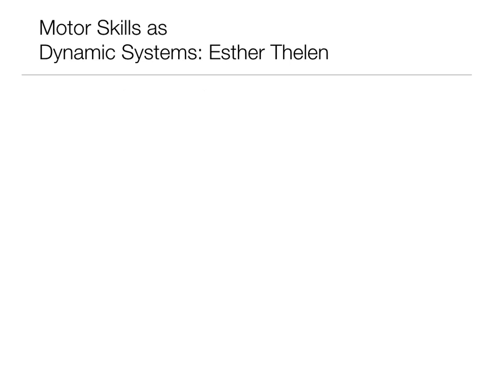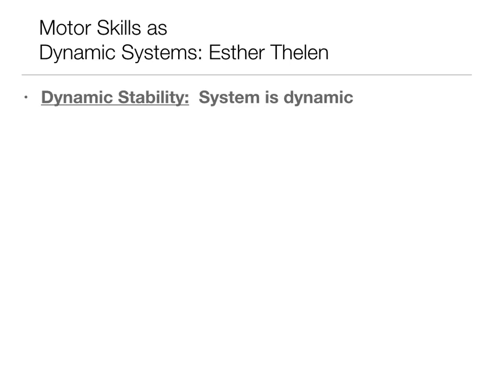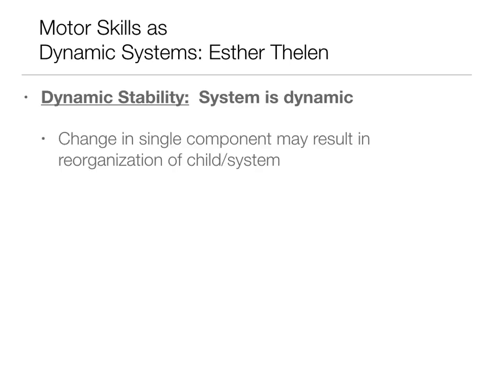The third one that we'll talk about is, again, dynamic stability, that this system is dynamic. Again, change in even a single component can cause reorganization of the whole system, the whole child. And because of this, it's not completely predictable. So you can't say that this one thing is going to cause this one thing. It's a very, very complex system, and it's dynamic in these different changes.